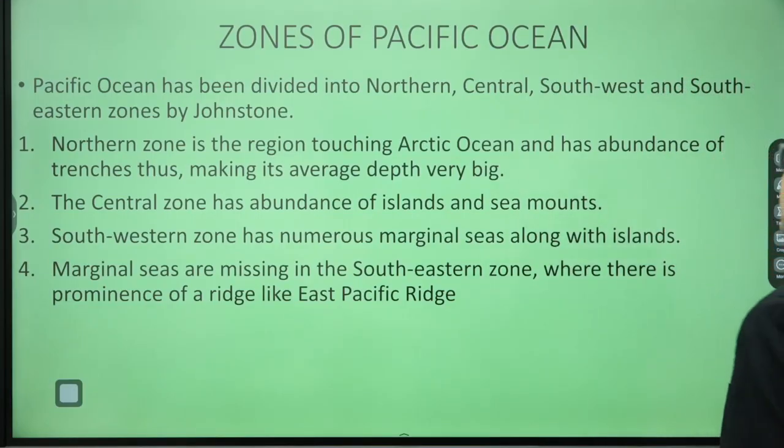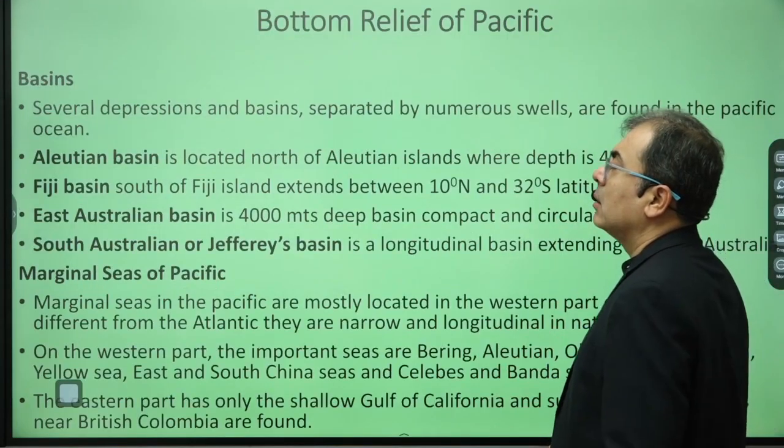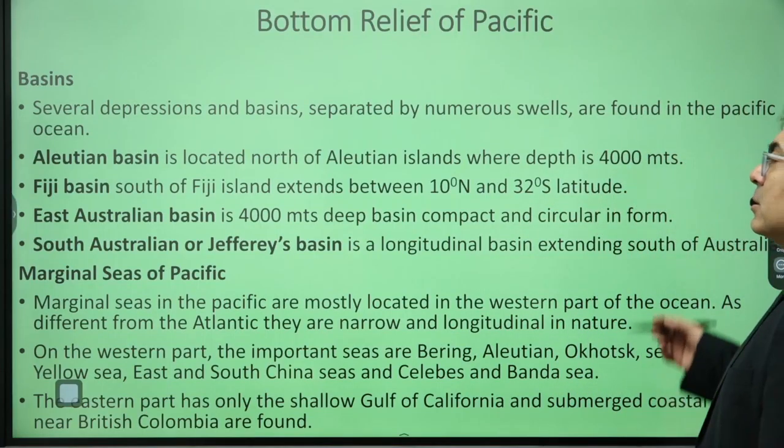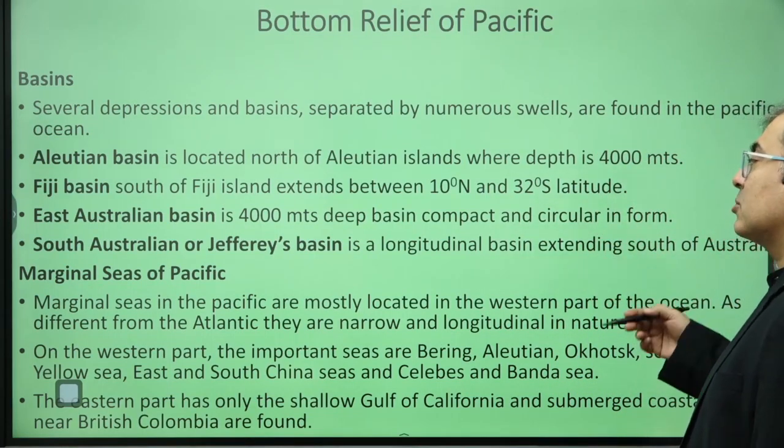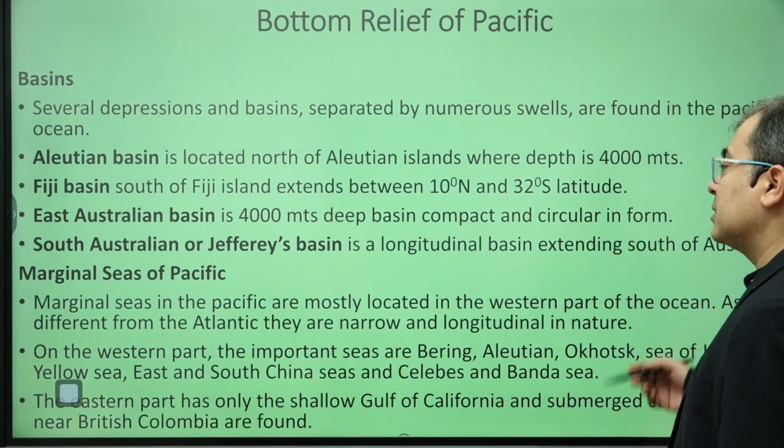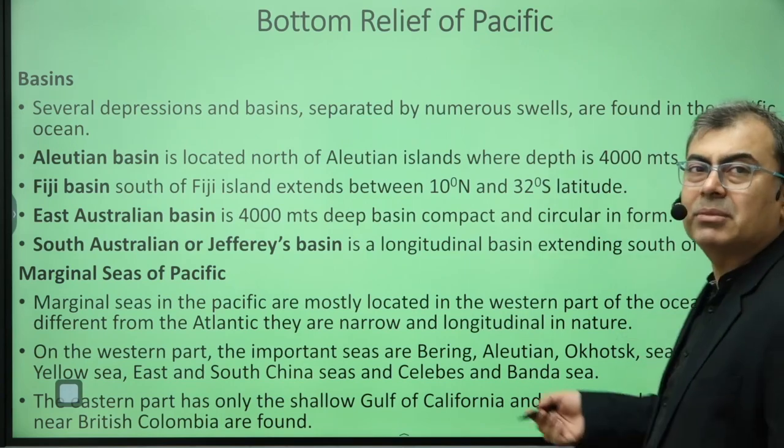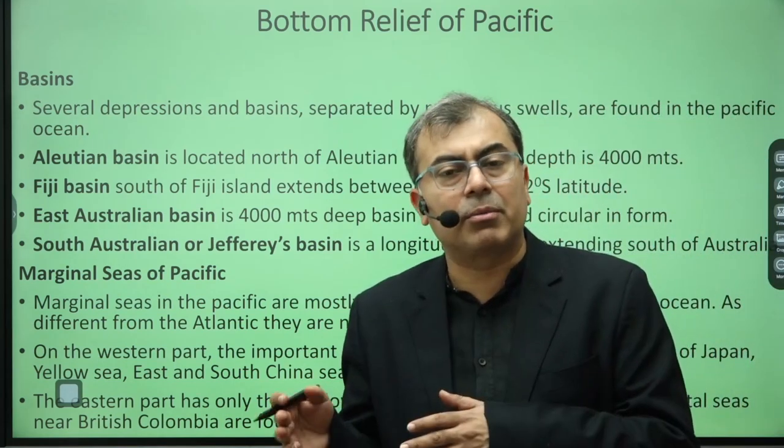Do we get that? The names of ocean basins will be here too. Several depressions are there. Near Aleutian, the Aleutian Basin, near Fiji, the Fiji Basin, East Australian Basin, South Australian Jeffrey Basin. Now there are so many names, as I told you. By now two of them you have already seen.